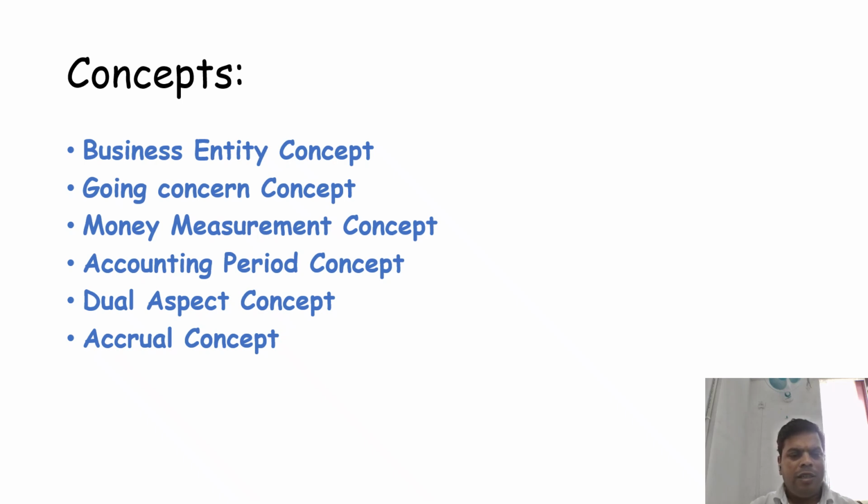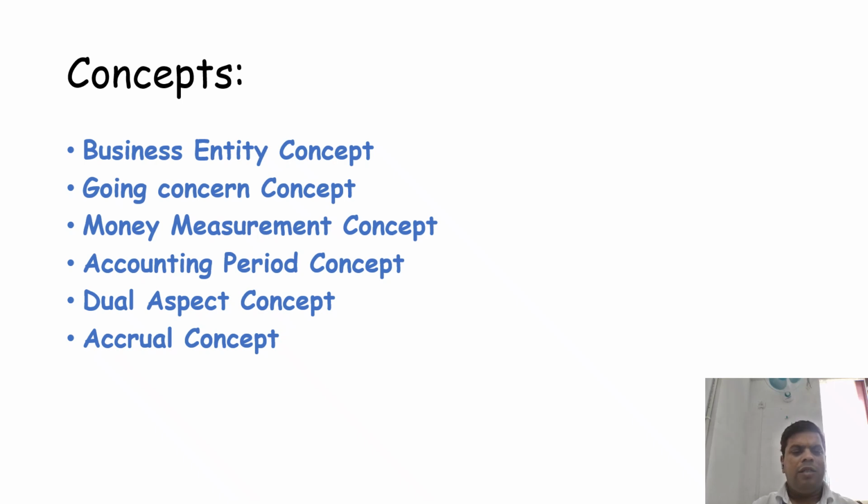The third one is money measurement concept. Basically, in the money measurement concept, when we talk about each and every transaction of a business, we need to record it if it has monetary value. If any transaction does not have monetary value, we are not going to record it in the accounting book. So the money measurement concept tells you to record only those transactions which have monetary value. Suppose I have to pay some amount for a salary. If it does not have monetary value, we are not going to record it in the accounting book.